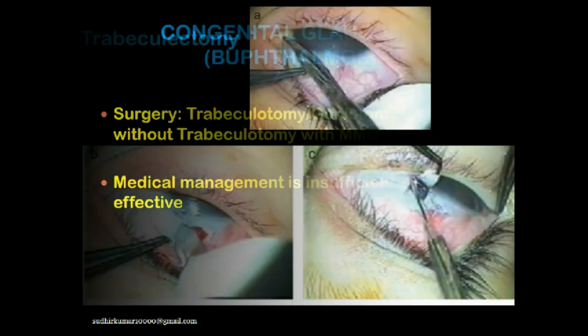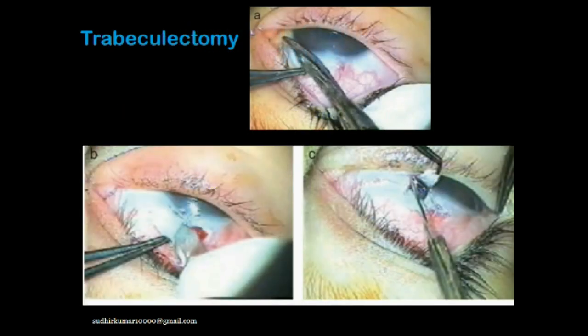What is done in trabeculectomy? In this, conjunctiva is disinserted from the limbus and withdrawn toward the fornix. And then a partial thickness flap is created over the sclera after a mild cautery to prevent bleeding. Then in the sclera, a hole is made at the junction of the cornea and sclera, that is called surgical limbus.